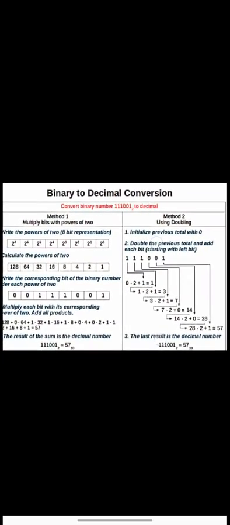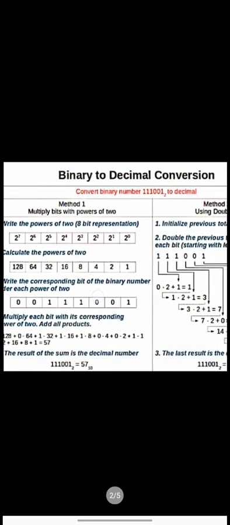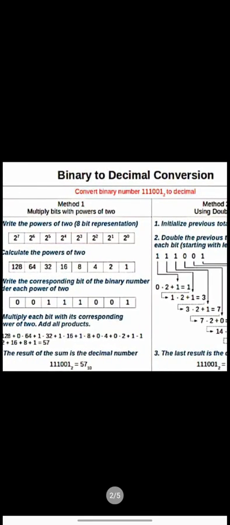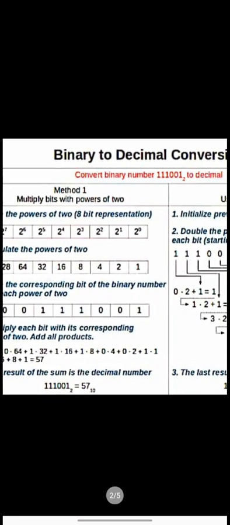The first step is, let me zoom in and slide it over here for you. The first step says write the numbers in the power of 2, like 2 to the power 0, 2 to the power 1, 2 to the power 2, and so on. Why 2? Because the given number is a binary number. Then you can write the equivalent value: 2 to the power 0 is 1, 2 to the power 1 is 2, 2 to the power 2 is 4, and so on.